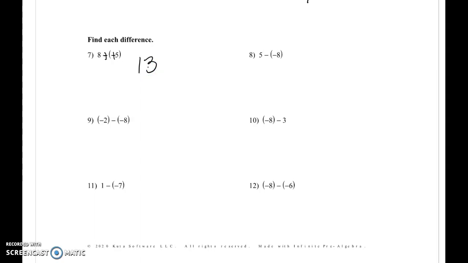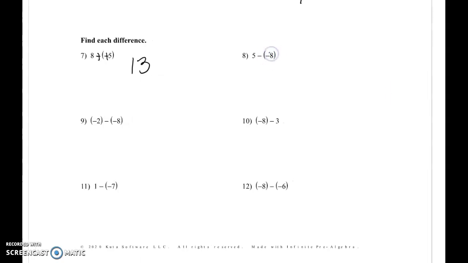Number 8. So again, we are subtracting. So when we do the subtraction here with these signed numbers, we're going to change the subtraction to addition. And we want the second number to be the opposite. The second number is a negative 8. The opposite of negative 8 is positive 8. Okay. So now we reassess. We have 5 plus positive 8, or 5 plus 8, which again is 13.